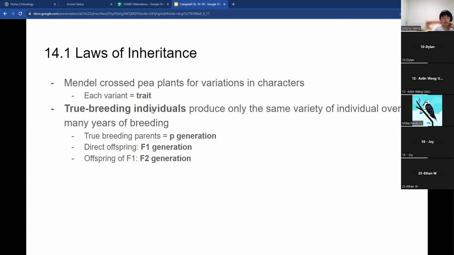These are a group of organisms that, if you repetitively interbreed them with each other, will keep producing the same phenotype. For example, if you have a group of true breeding purple pea plants, after years of breeding between each pea plant, the offspring are still going to be purple, because that is the definition of true breeding.